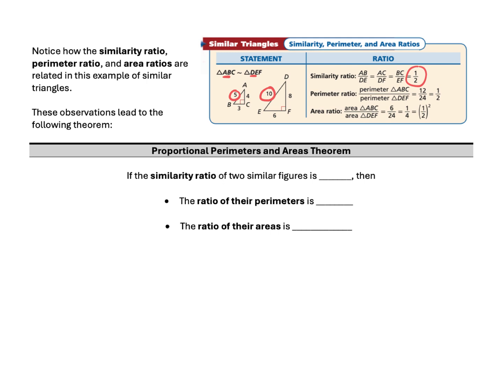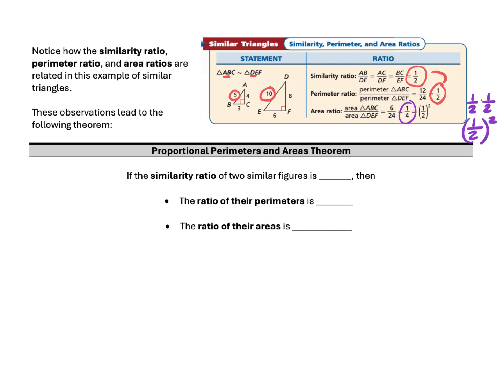And the perimeter of DEF, the bigger one, 10 plus 8 plus 6 is 24. Notice that these match. So the similarity ratio and the perimeter ratio are the same. The area ratio, though, is going to be a little bit different, and that's because area is a length times a length. If I multiply by 1/2 twice, 1/2 times 1/2 is actually 1/4. So it's the similarity ratio squared.